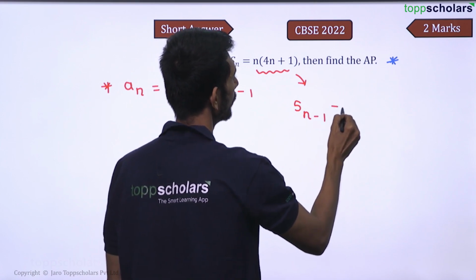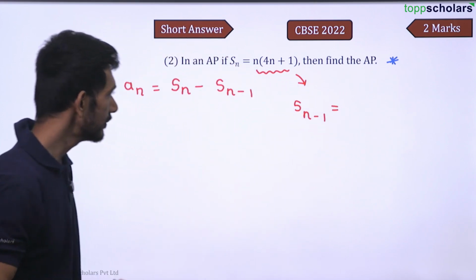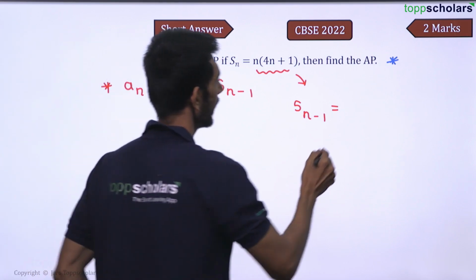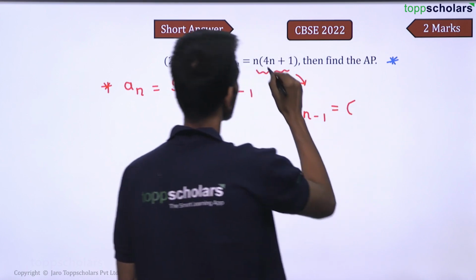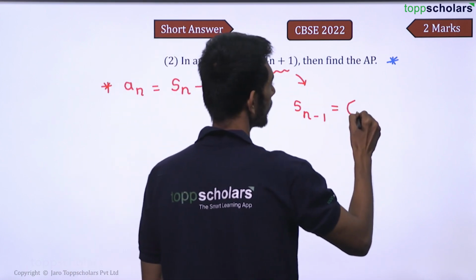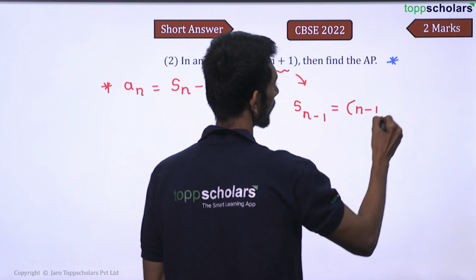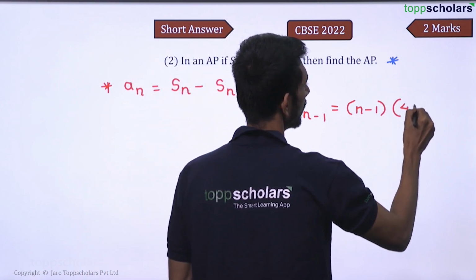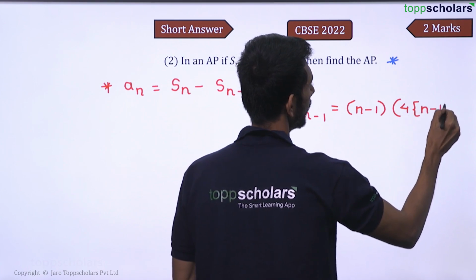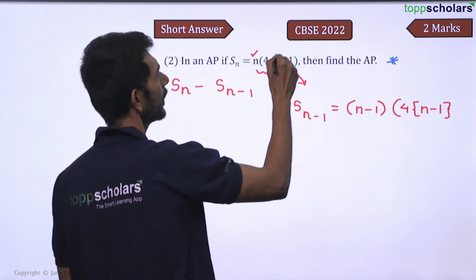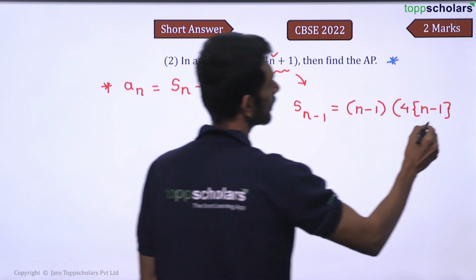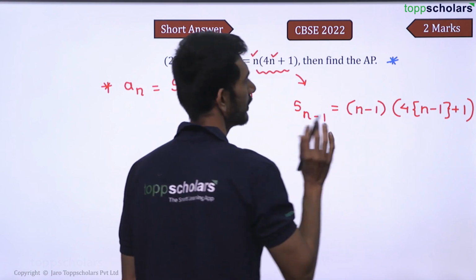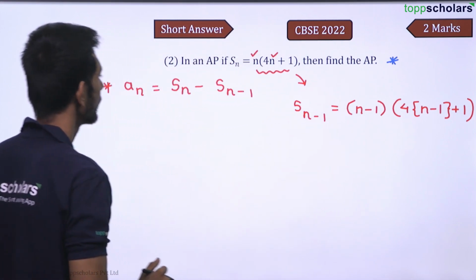So what you will do, wherever you have n, you will put n minus 1, right? So instead of this n, put n minus 1. And then 4, then n minus 1. Because here also you have n, that is n minus 1, plus 1. I hope this is clear.